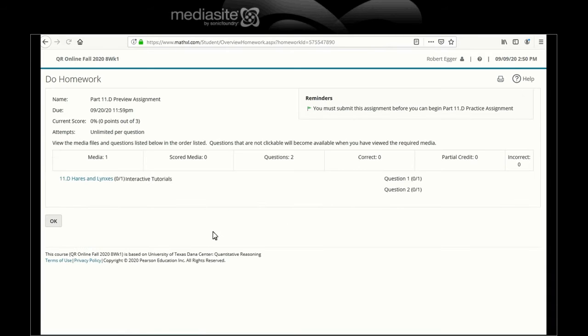So let's see what that is. Let's be surprised. It's on hares and lynx. Wow. Rabbits and wild cats. I wonder how hares and lynx get along.